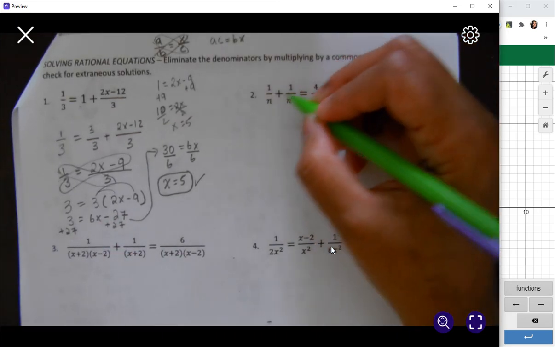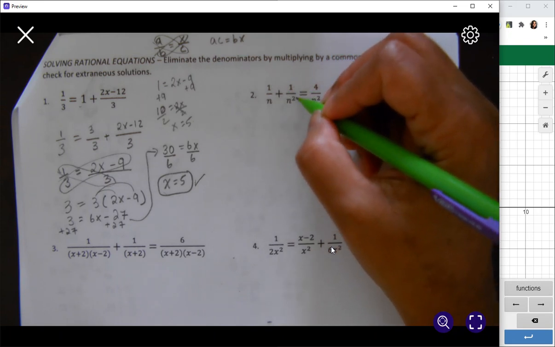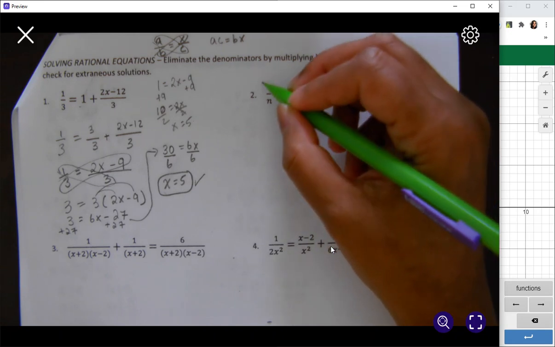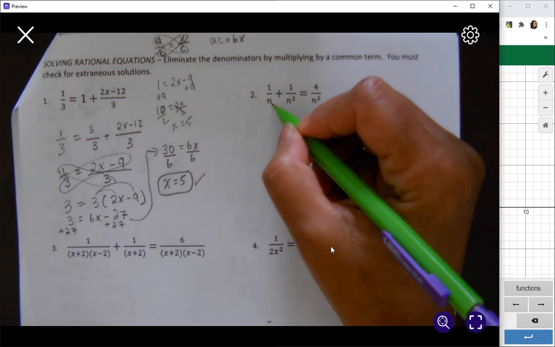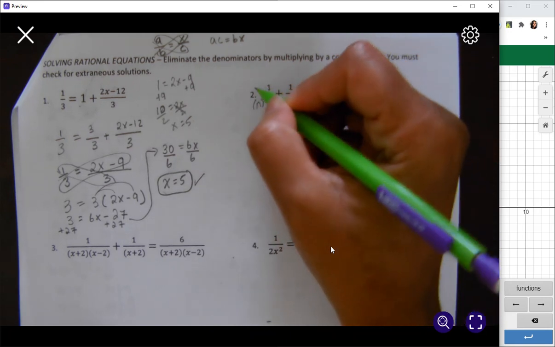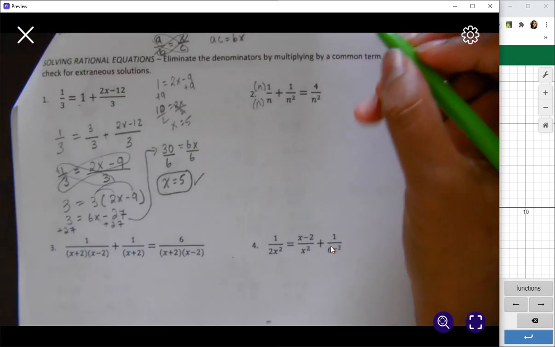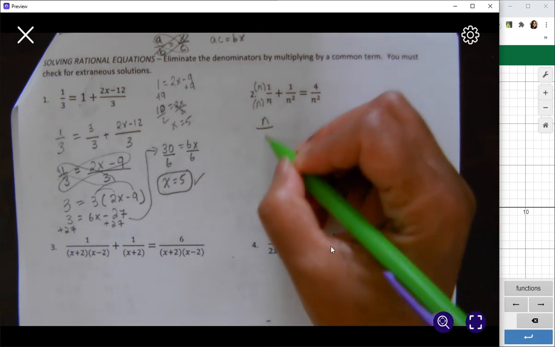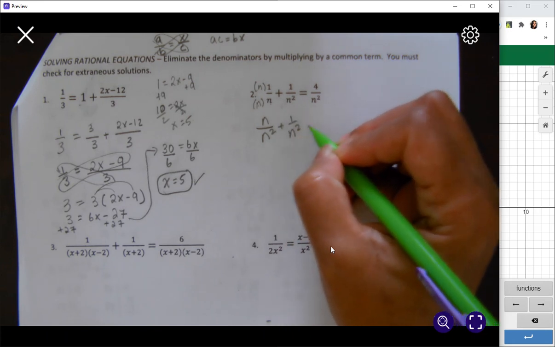Alright, so this one right here, we have 1 over n plus 1 over n squared equals 4 over n squared. So I need to make this into one fraction by adding these two. To get a common denominator, I have n here and n squared. So here I would just multiply both numerator and denominator by n. You would have 1 times n, which is just n, and n times n is n squared, which is exactly what I want over here.